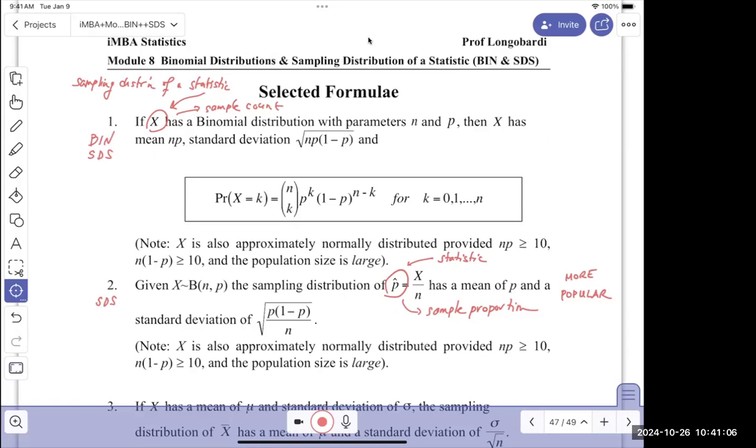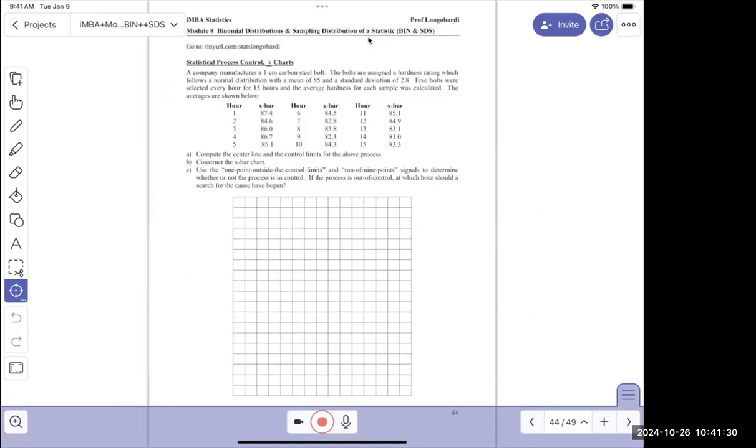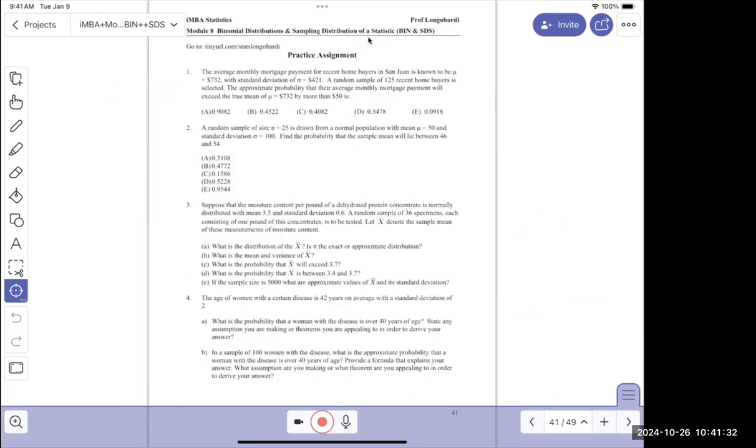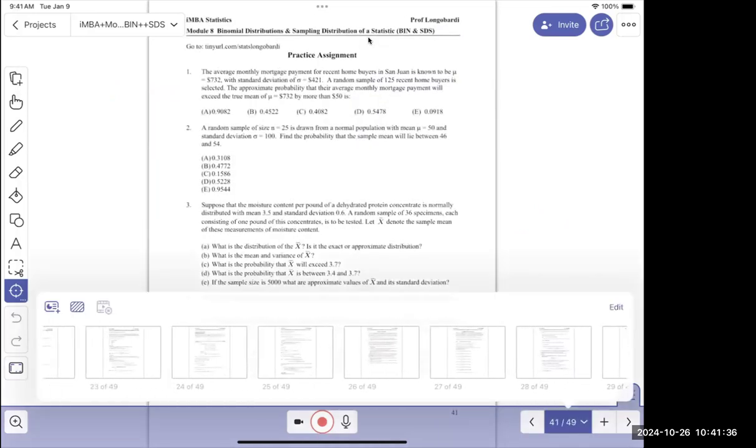These are true provided, sorry, the approximation to the normal distribution is only possible provided that this condition is met. And we're going to test the condition each time in module 8. But later, we don't test it. You'll just see that it's going to be true. But you should get into the habit of testing it for now, so you don't forget. All right. So hopefully this is helpful so far.